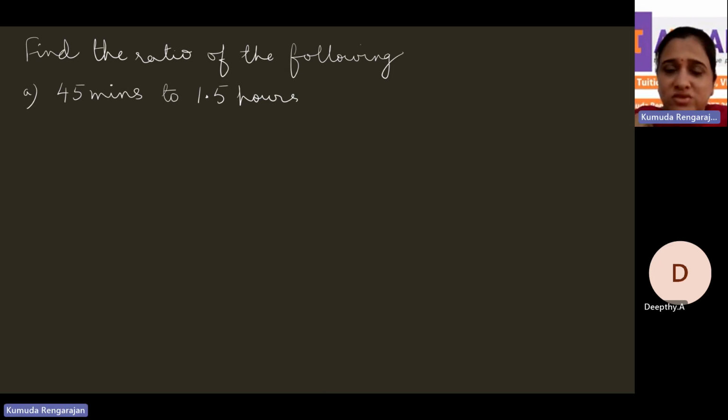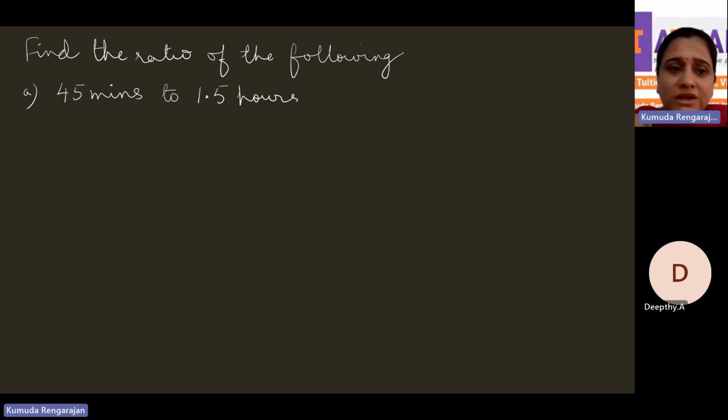30 minutes, 30 hours, which is bigger? 30 hours, right? So you know minutes is a smaller unit when compared to hours. Minutes is a smaller unit when compared to hours.